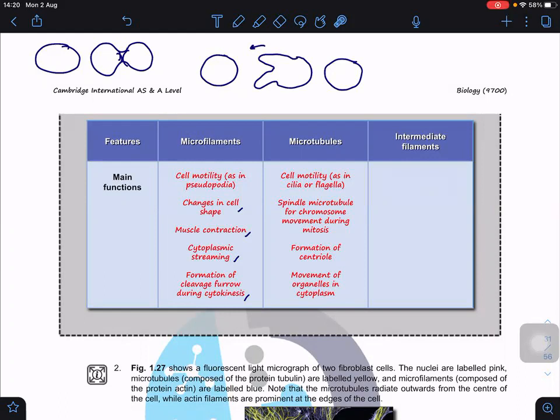Intermediate filaments are quite simple, as we know that they are involved in the anchorage of the nucleus and other organelles, so that they have a fixed position. But if they want to move, can or not? Can. Those organelles can move. So how do they move? They move along the microtubules, particularly in exocytosis and endocytosis.